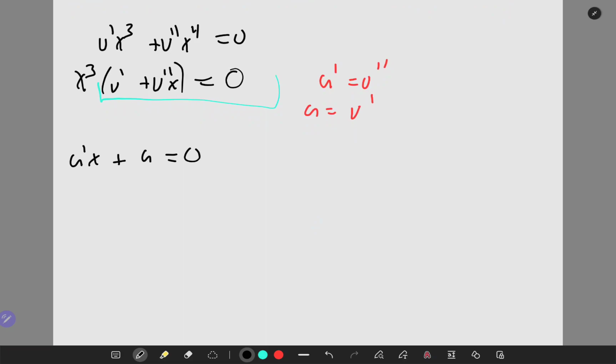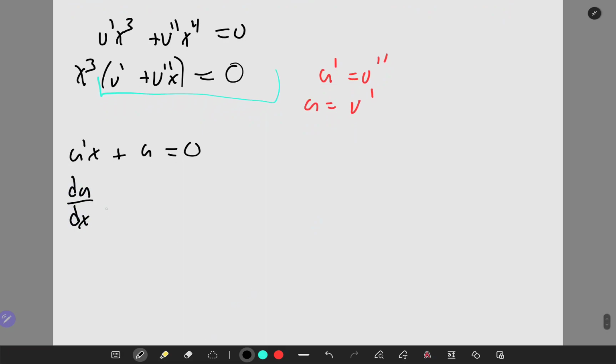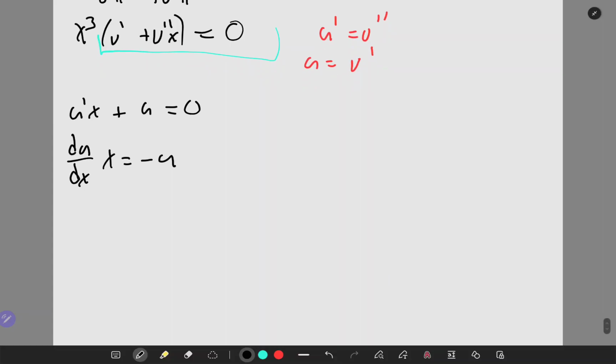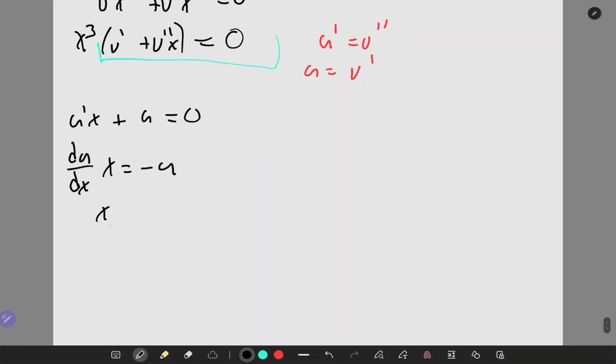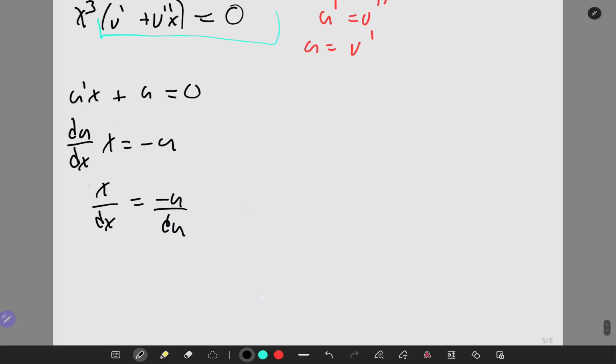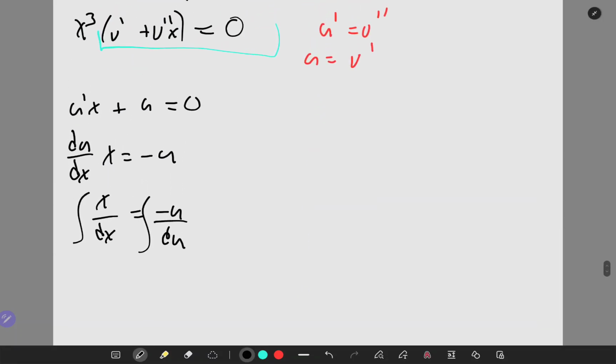So you should be able to recognize that this is separable, right? Because look, if we take this, du dx times x is equal to negative u. And we can separate that, right? So then this would be x dx is equal to negative u over du. Integrate both sides. Oh wait, I separated that wrong, didn't I? Remember, yeah, that was backwards.